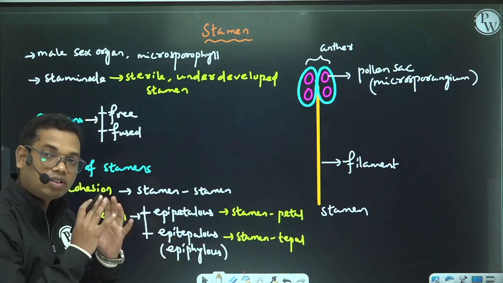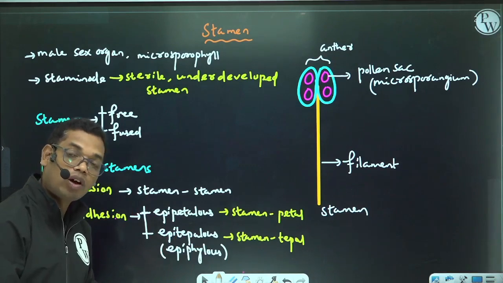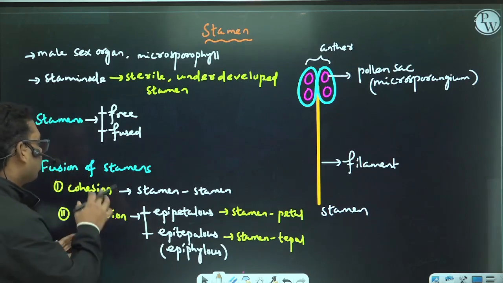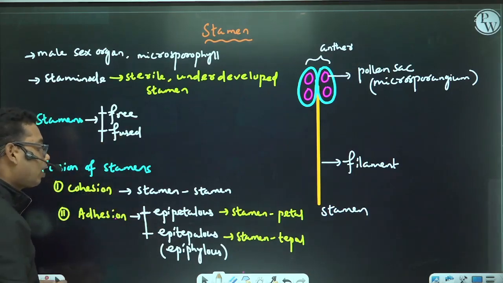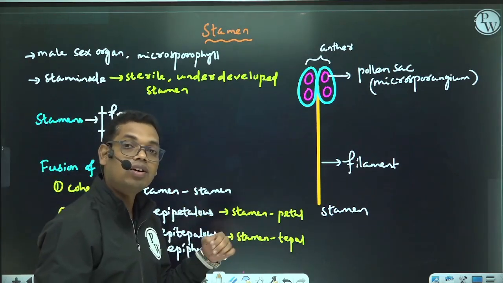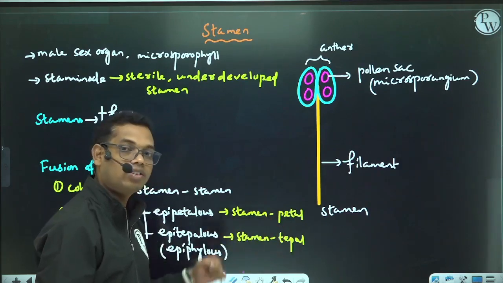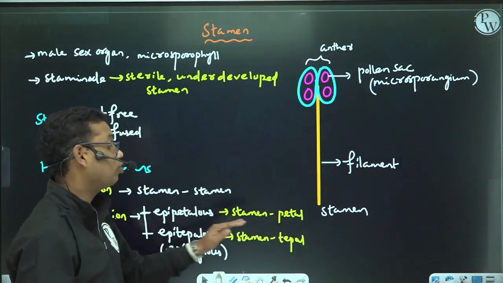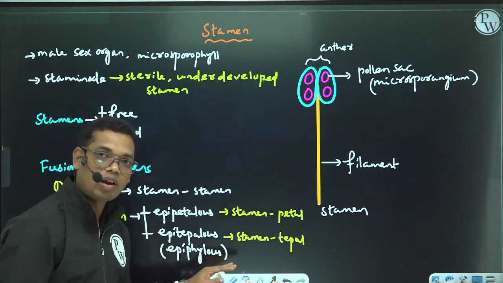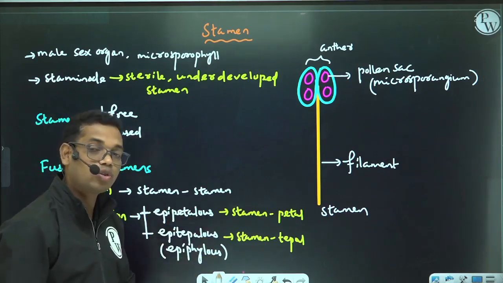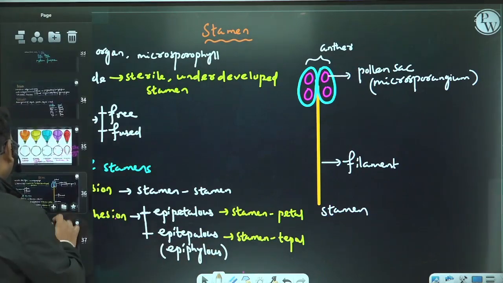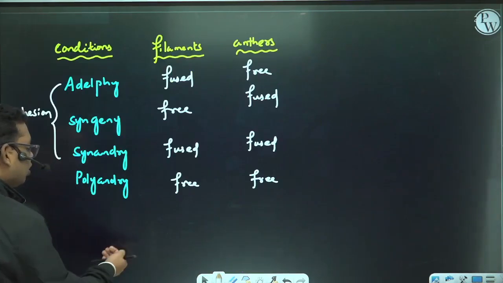I repeat, if stamens are present, they can be one or more than one in a flower, and if the number is more than one, they can be either free or fused, and the fusion of stamens can be of two types, cohesion and adhesion. If stamen fuses with stamen, it is cohesion. If stamen fuses with other structures like tepal or petal, that is called adhesion. If it fuses with petal, that is epipetalous. If it fuses with tepal, that is called epitepalous condition. Epitepalous condition is observed in the Liliaceae family, whereas the epipetalous condition is observed in the Solanaceae family. Now let us talk about the different types of fusion in stamen.